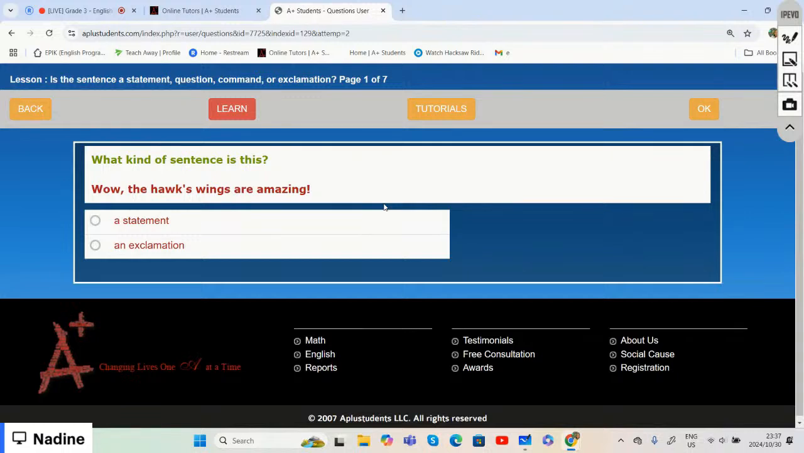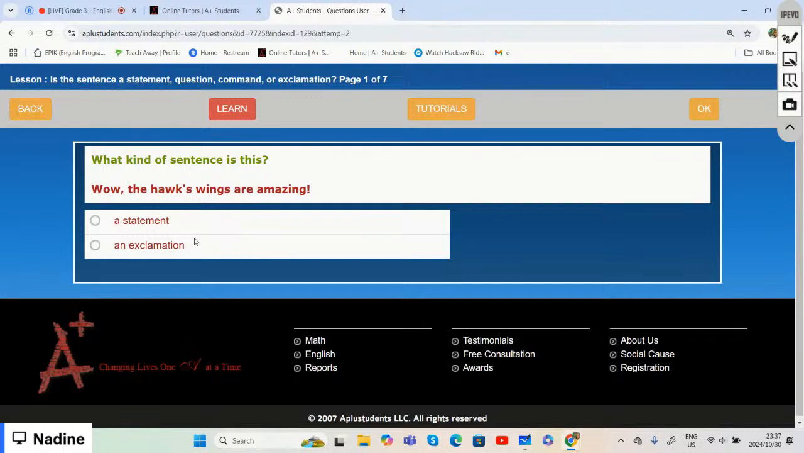The first one says, wow, the hawk's wings are amazing. And it ends with an exclamation point. All right, so we have an exclamation. So, what type of sentence?